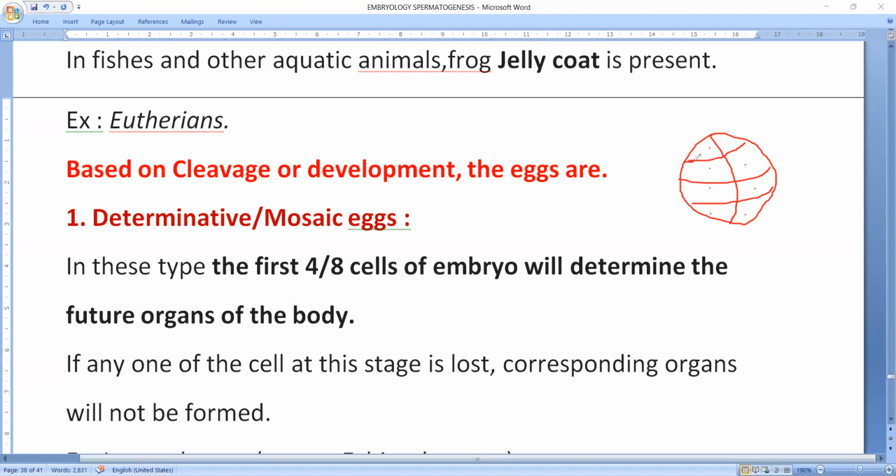For example, it's not accurate here. For example, this cell produces the future nervous system in the embryo, after embryonic development is completed. So if this cell is meant to produce the nervous system, and if we remove the cell at this stage, all the other cells together will form the total body, but the nervous system will not form.